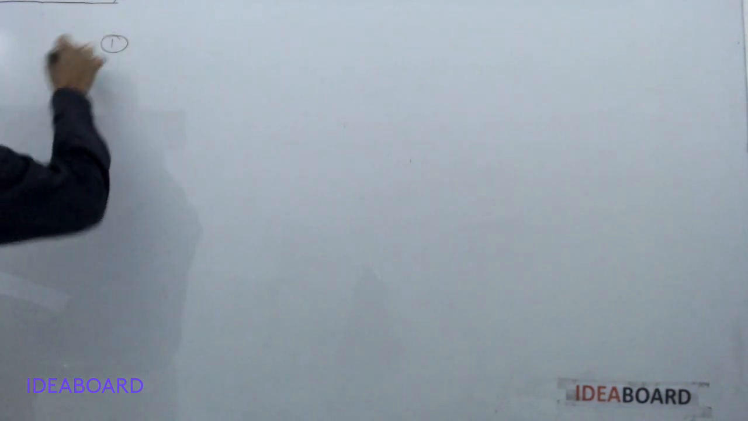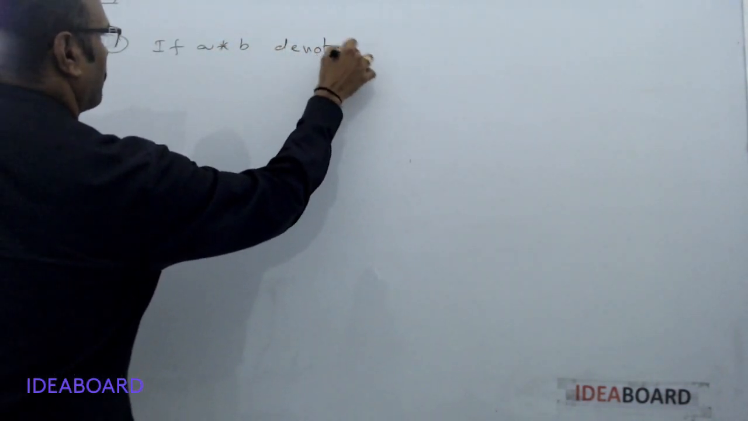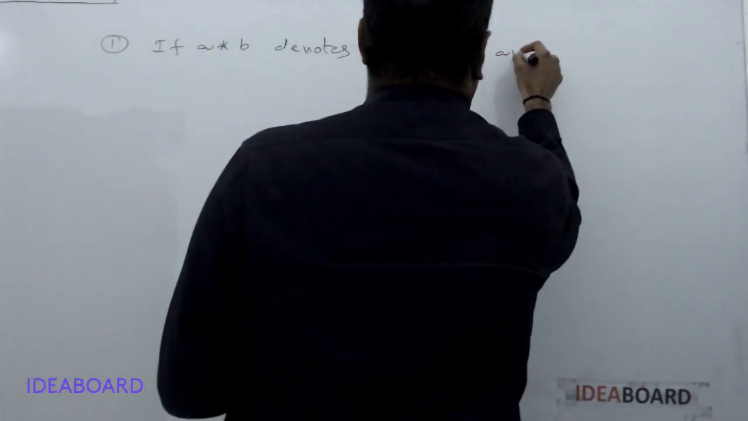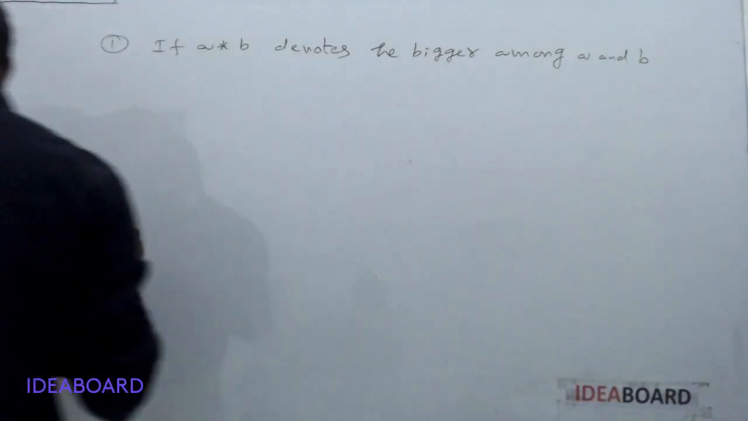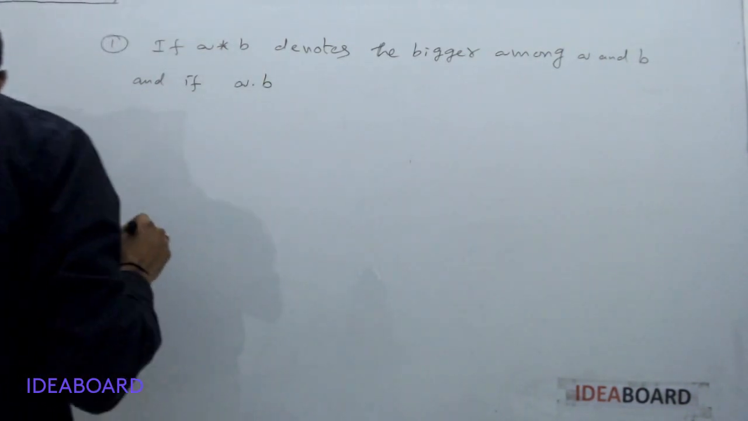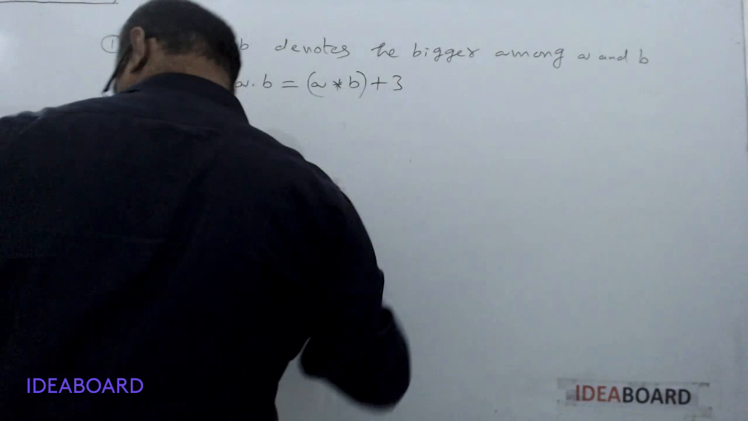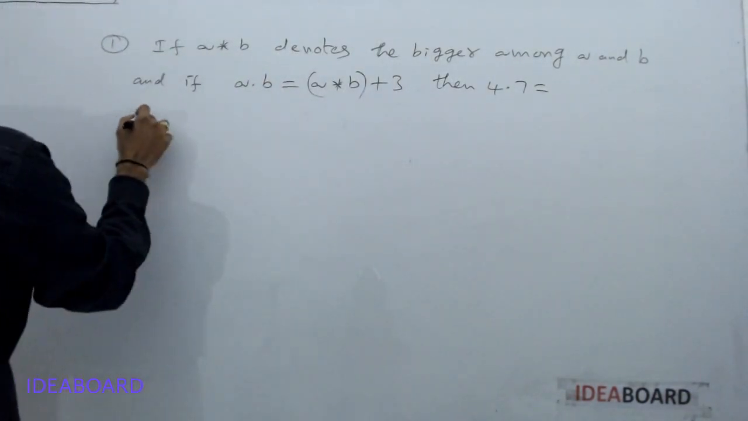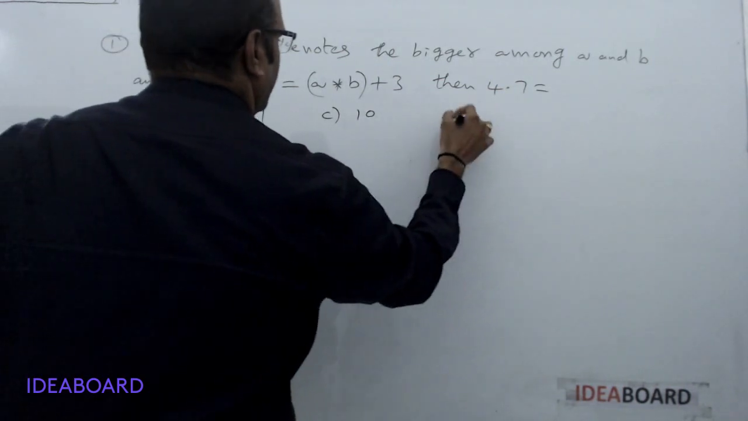First problem, if A star B denotes the bigger among A and B, and if A dot B equal to A star B plus 3, then 4 dot 7 equal to? A 14, B 31, C 10, D 8.